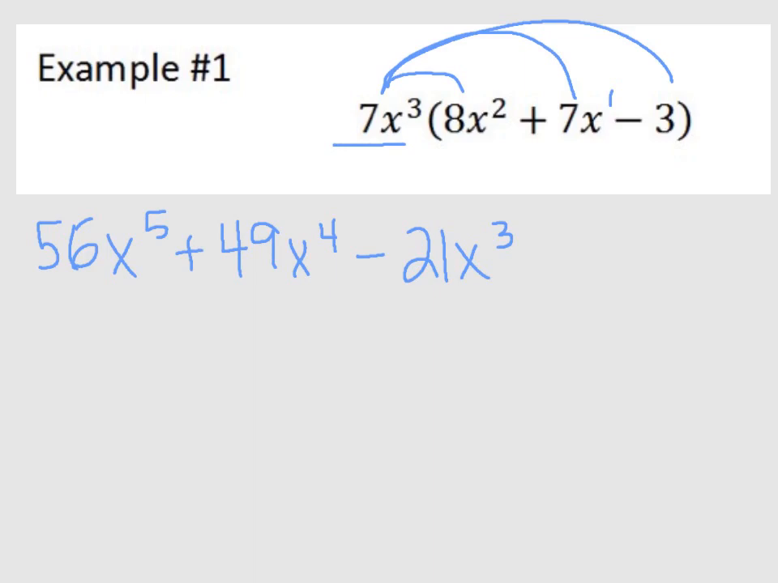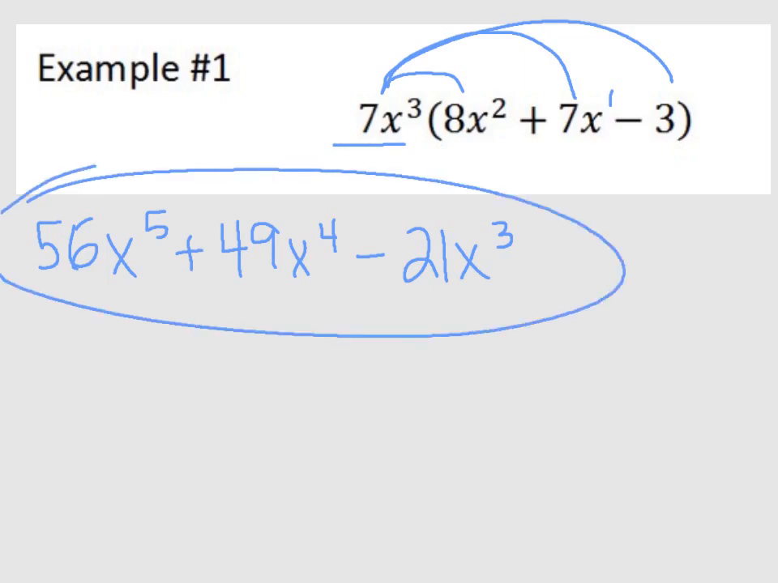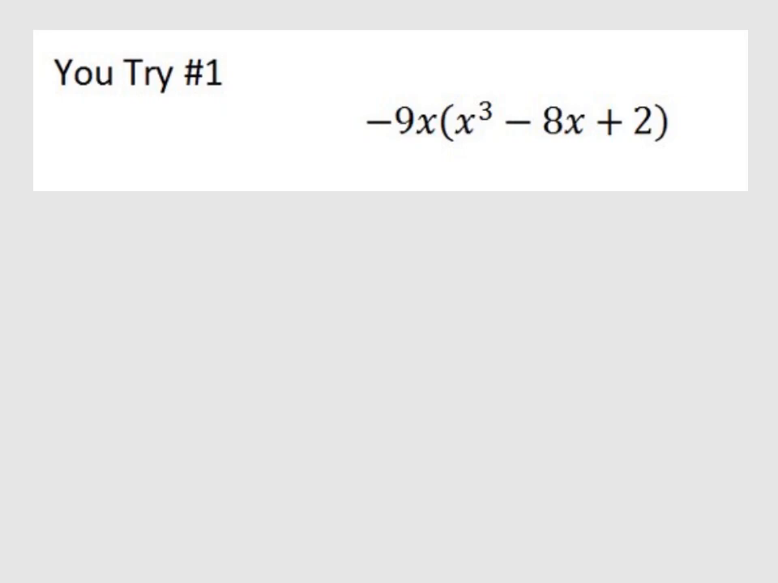Now I'm going to make sure it's in standard form, which it is. I have the biggest exponent first and it counts down. So here is my final answer. You go ahead and try this one. Pause the video and then unpause the video to check your answer.